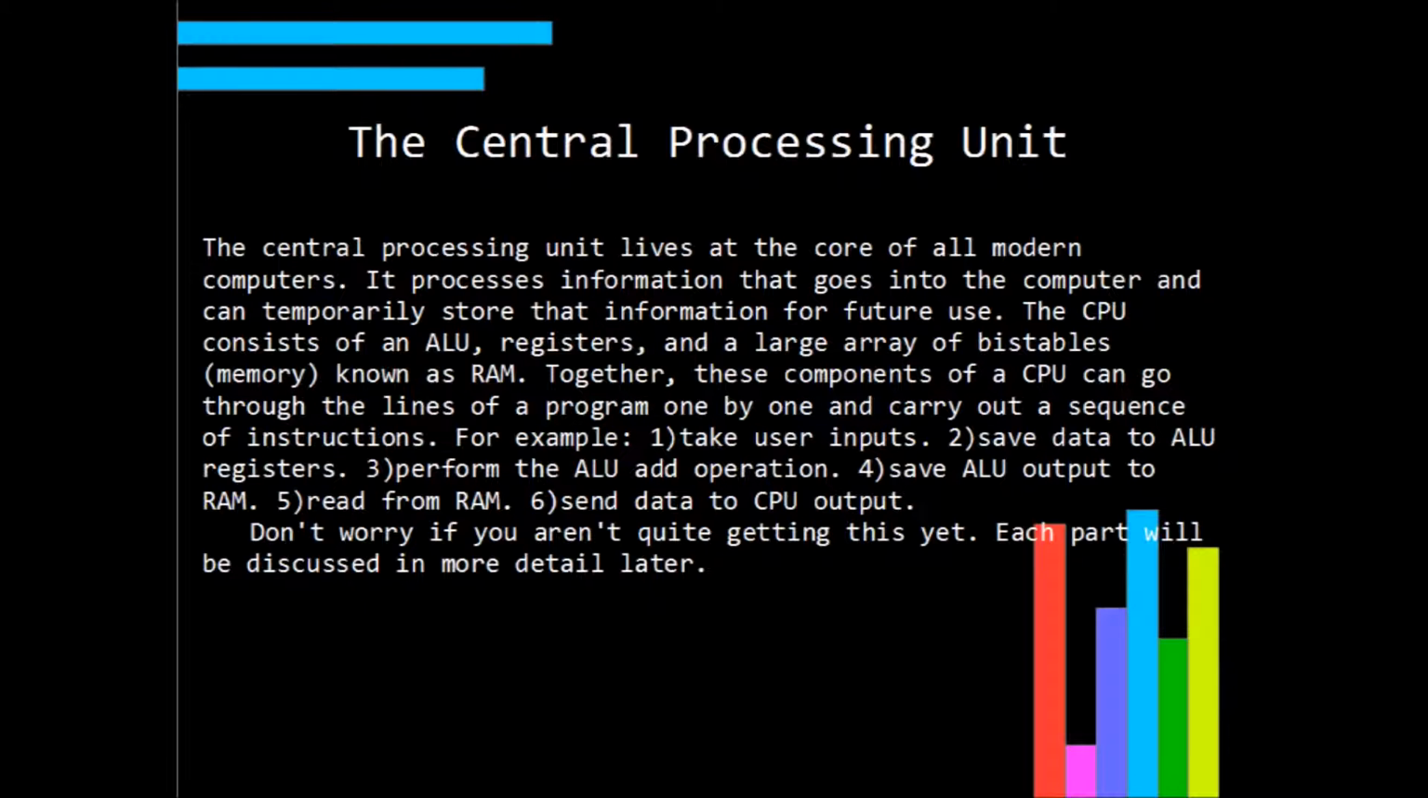Basically you're fetching some information from memory or the user input, so ROM, then you save it somewhere, do something with it, and then save it back where it was. So you fetch it, you execute it, and you put it back. It's a whole cycle. Don't worry if you're not really getting this. Each part will be discussed in more detail a little bit later.